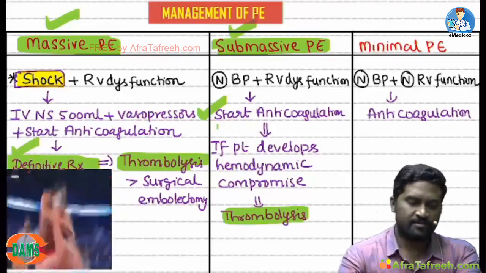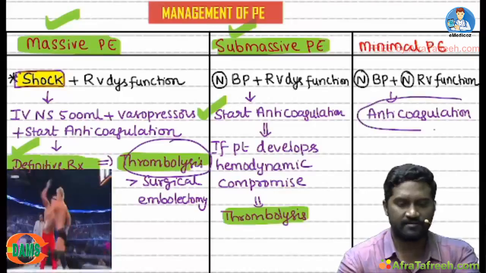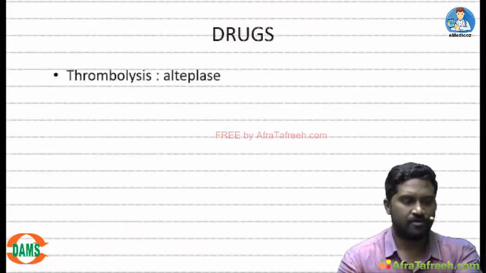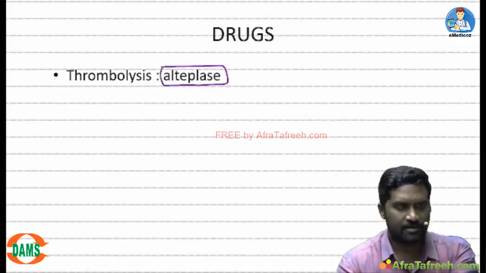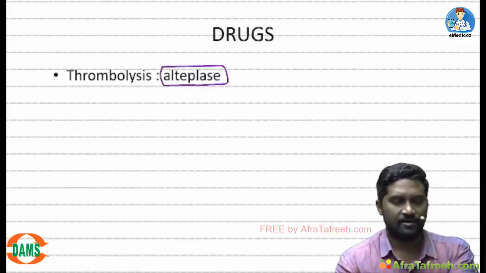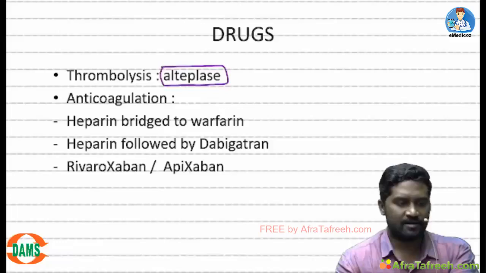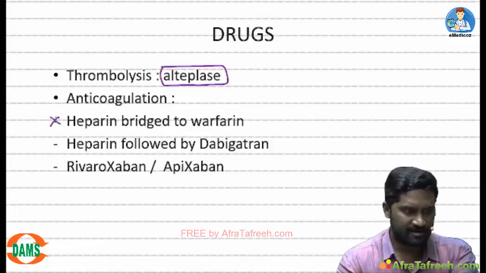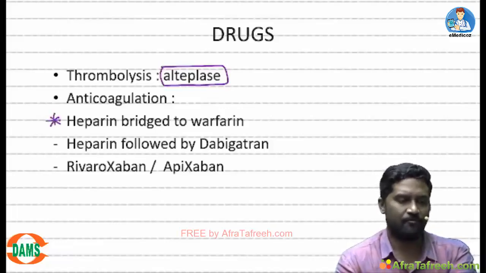In submassive, you do it selectively in patients not improving with anticoagulation. Then what will be the drugs that we use for thrombolysis and what will be the drugs that we use for anticoagulation? Drugs for thrombolysis, we give alteplase. It's not streptokinase generally, we give alteplase, recombinant tissue plasminogen activator. For anticoagulation, the traditional therapy is heparin bridged to warfarin. So heparin combined with warfarin.